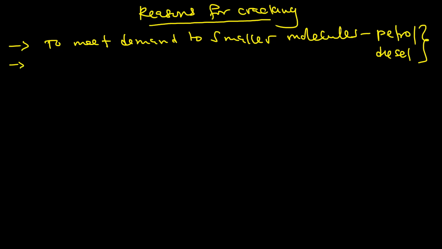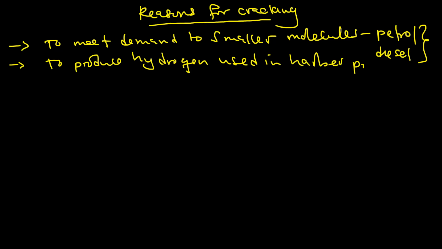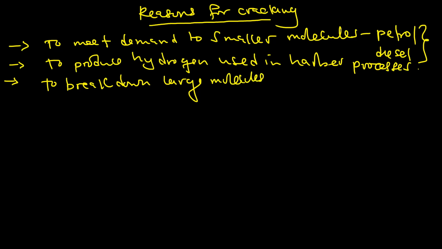Then the other one, you remember under non-metals that hydrogen can be made industrially by cracking. So to produce hydrogen, used in the Haber process to make ammonia. Not only in the Haber process, but also in hardening of vegetable oil to produce margarine. So this hydrogen is produced by cracking. Then the other thing is just to break down large molecules into smaller ones. Okay, that is the reason for cracking.